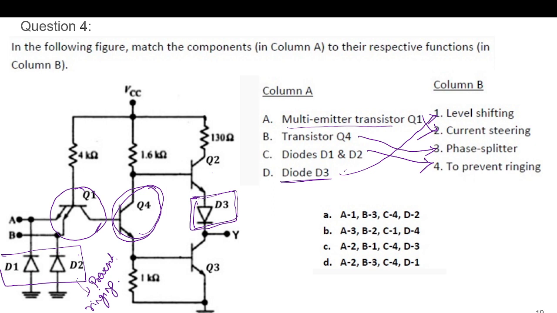The answer is D. A is current steering, B is used for phase shifter 3, and D1 D2 to prevent ringing 4, and D3 for level shifting 1. D1 D2 is preventing from ringing.